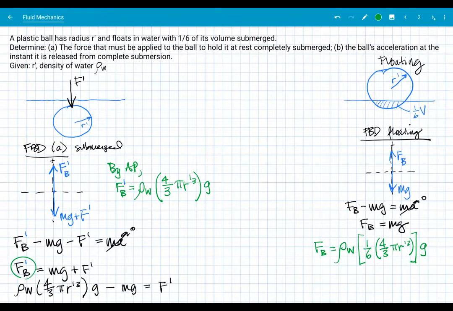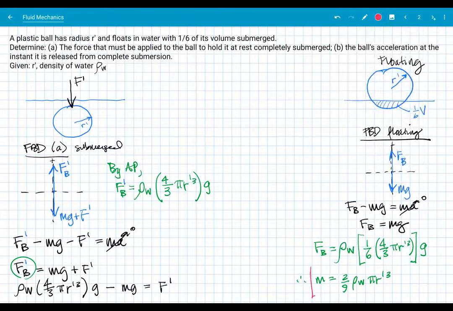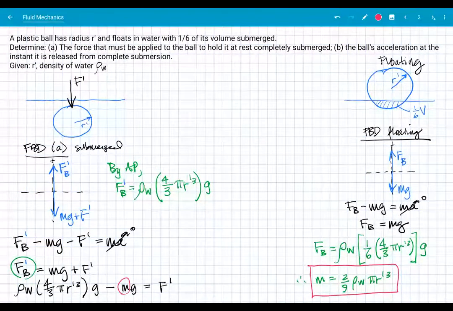What this allows me to do then is to solve for m. I can do some algebra moves here and I'm able to solve for m. M is equal to 2/9 rho of water pi r prime cubed. And now that I have that expression for m, I can substitute it in for m over there, and I will be able to solve for f prime. So that allows me to answer part A.